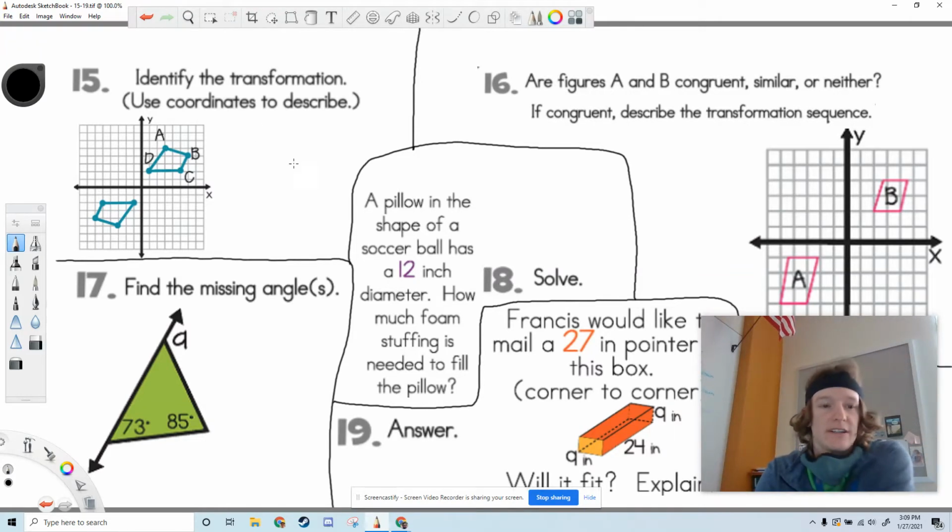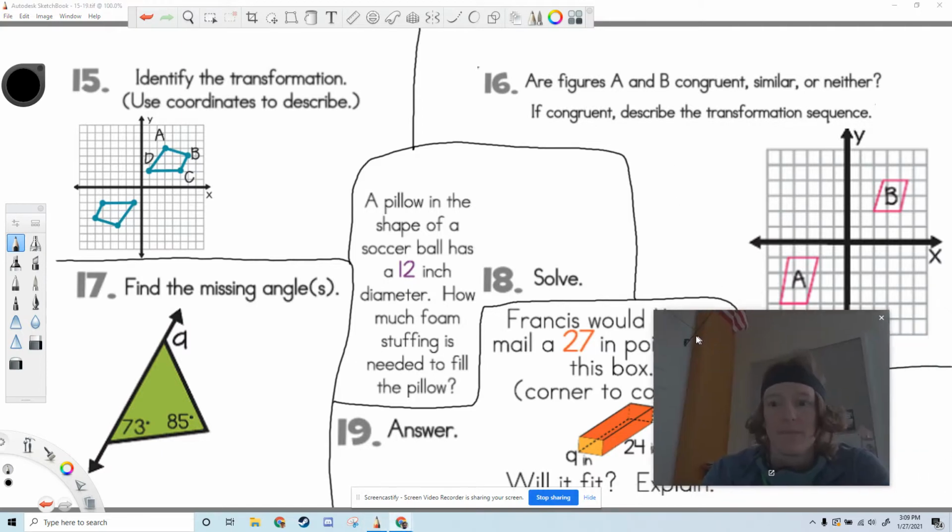Number 15, we need to identify this transformation. If we look at number 15, it looks like its orientation has changed. So it doesn't look like it's just a straight up translation. It's not a reflection. So what kind of rotation? Oh, there, it gave it away. What kind of rotation is this? How many degrees did we go? It is a rotation. How many degrees?